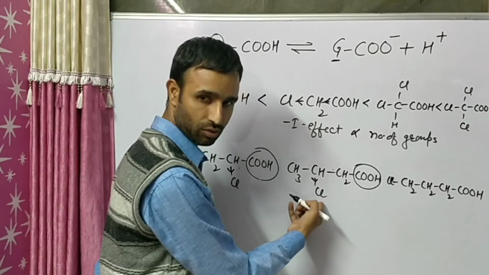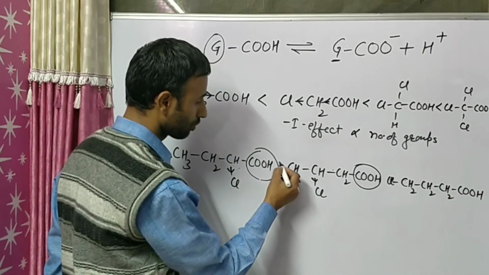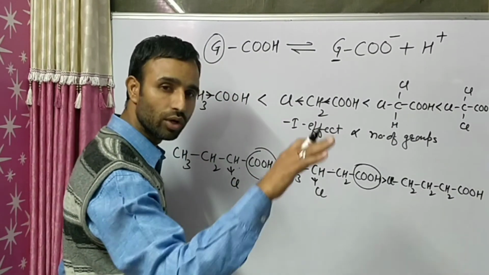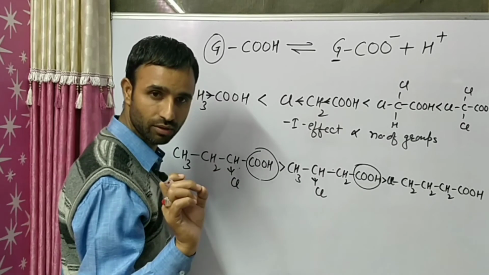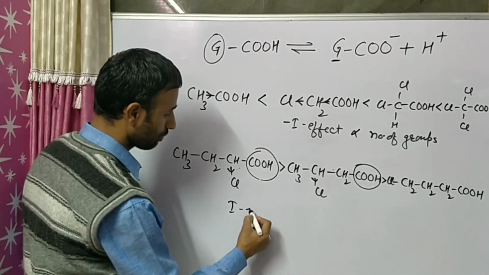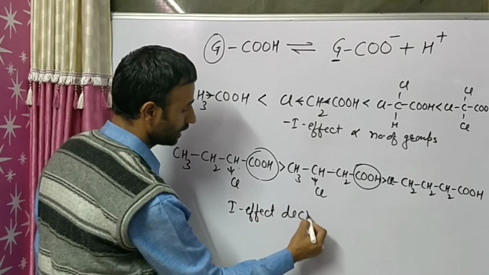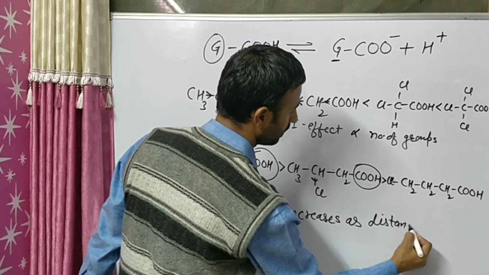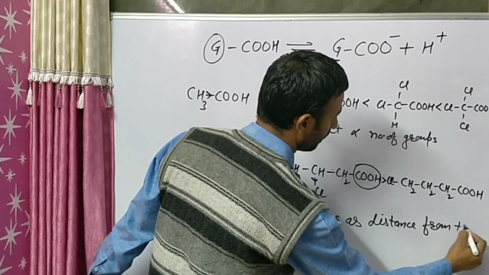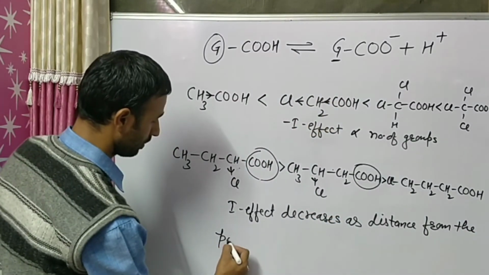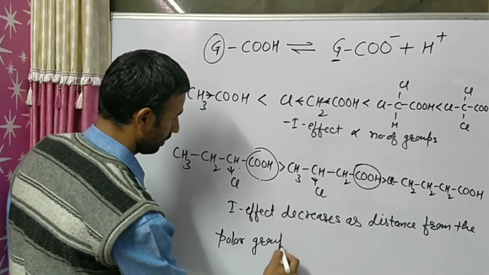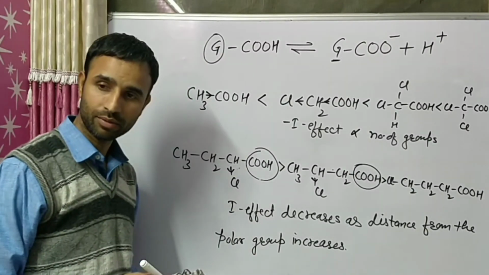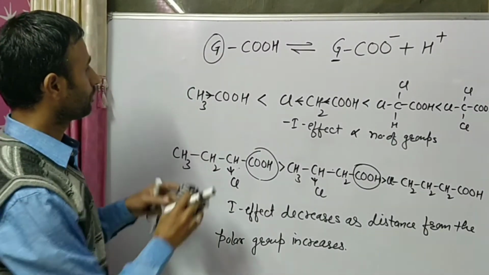less in 3-chloro, and least in 4-chloro. So the inductive effect decreases, so acidic strength also decreases. That means the inductive effect decreases as distance increases from the polar group. Done?